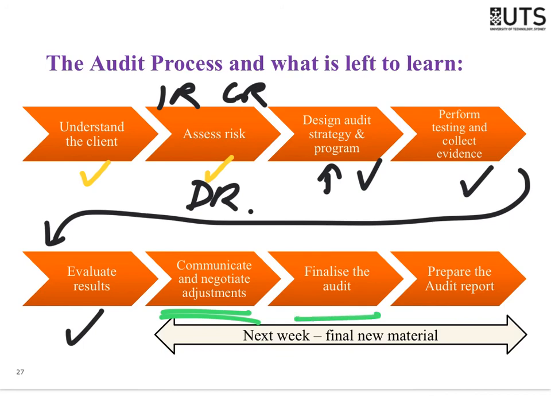Once that happens, we finalize the audit. There are a few things we do at the very end, which I'll take you through next week. And based off everything that comes together, I guess, at the end of the day, we determine our audit report and we determine our audit opinion and we prepare the final audit report. Ladies and gentlemen, we have done everything except the final stage of the audit. And that will be the topic next week.